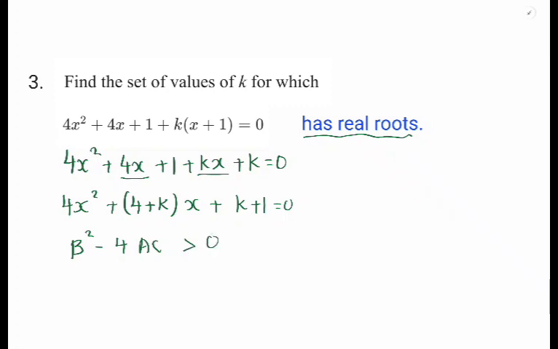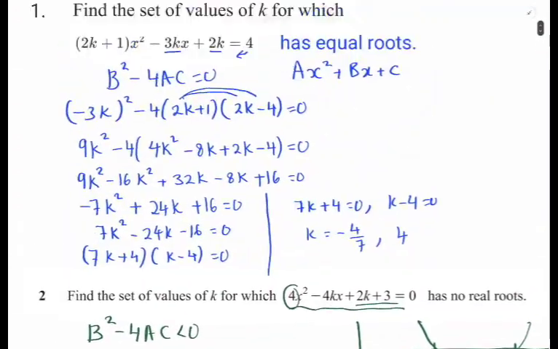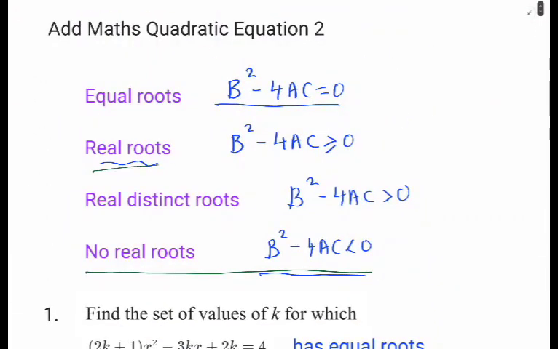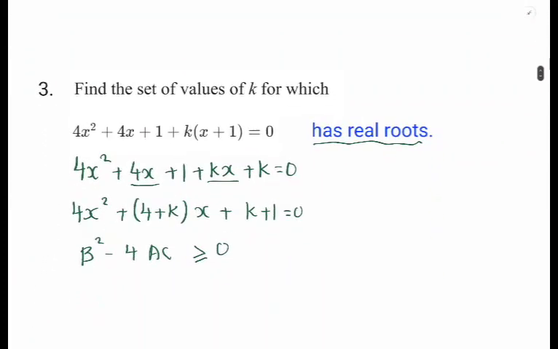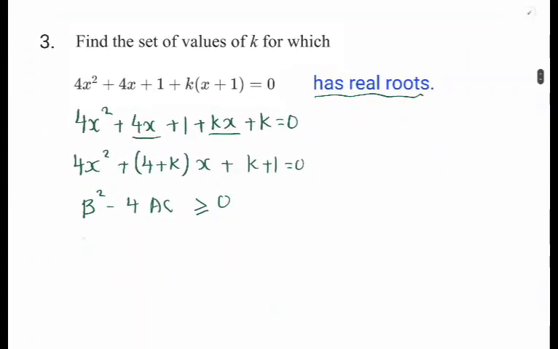Has real roots means can be also equal roots, so bigger or equal to. So this you can check the real roots. You see here real roots: b square minus 4ac is bigger or equal to 0. So back to the question here. So b square here means 4 plus k square minus 4. Your a is this 4. C is k plus 1, bigger or equal to 0.